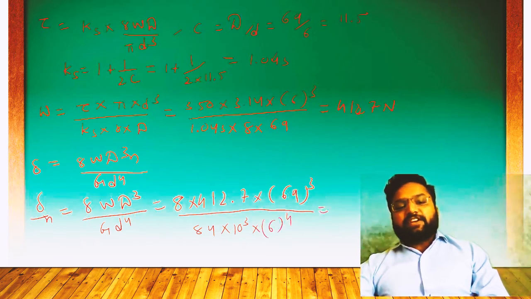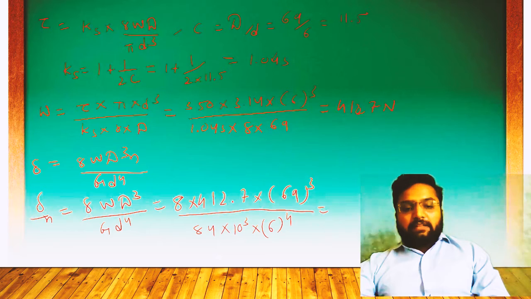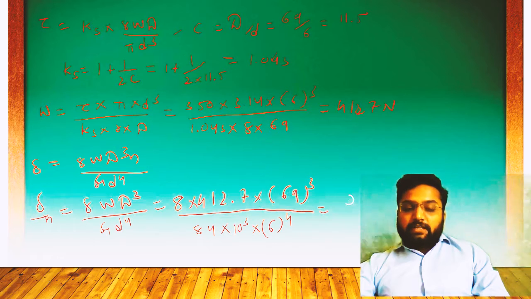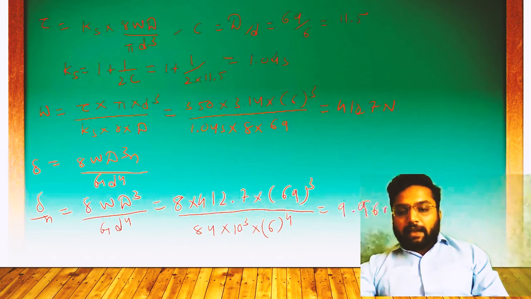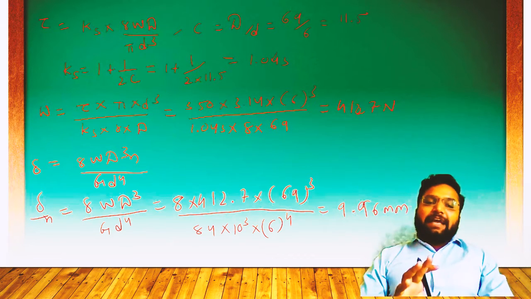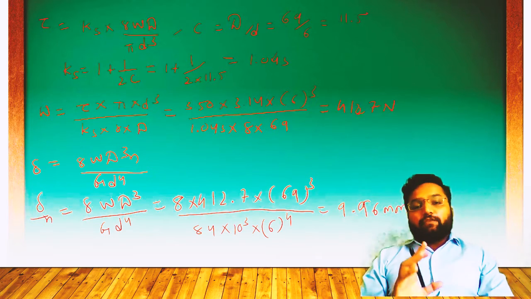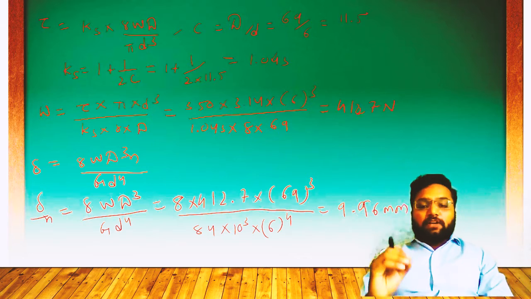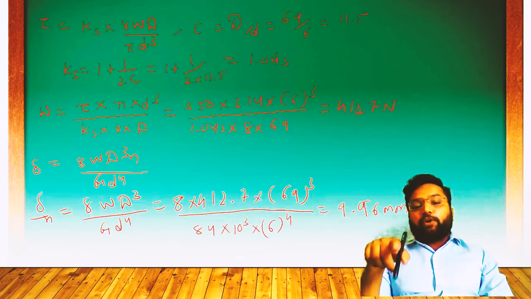So ultimately, this equation we have derived previously, that's why I'm not discussing more about this. So ultimately, the deflection per number of turn we will find out as 9.96 mm. Here we have found the load which is acting upon our coil spring suspension, and then we have found the deflection per number of turns. Means for a single turn, the deflection which is exerted on our spring will be 9.96 mm.